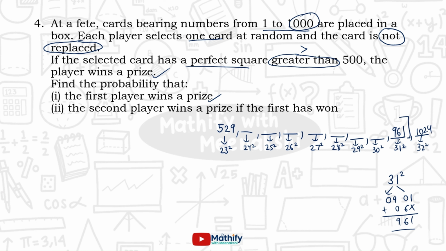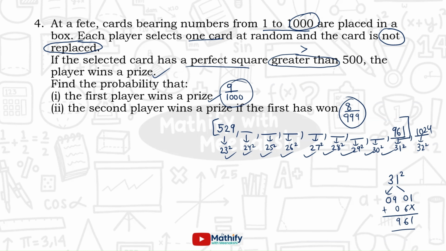So we have to see how many numbers we have from 529 to 961. We have 9: 1, 2, 3, 4, 5, 6, 7, 8, 9. We have 9 numbers. So the probability that the first player will win a prize is 9 by 1000, because only 9 cards will fulfill this condition. So the answer is 9 by 1000. But for the second player, the possibilities are only 8 out of 999.